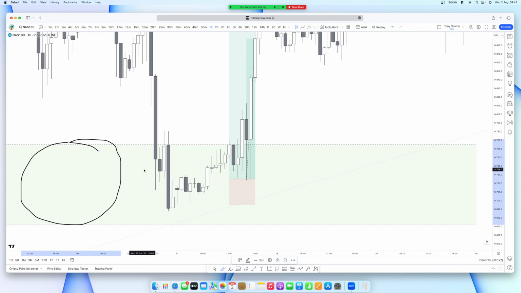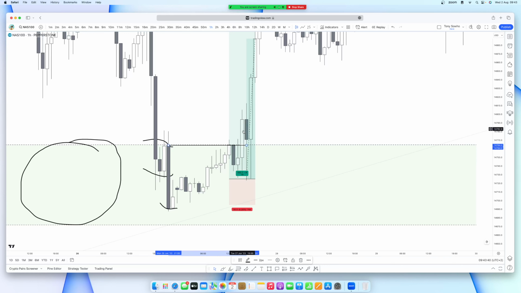So price was coming down, gave me this low, lower high, and lower low. And then I saw that price broke this structure to the upside here. And you see, we had a break of structure in this area. So now price has broken structure to the upside. I have this now as my higher high.